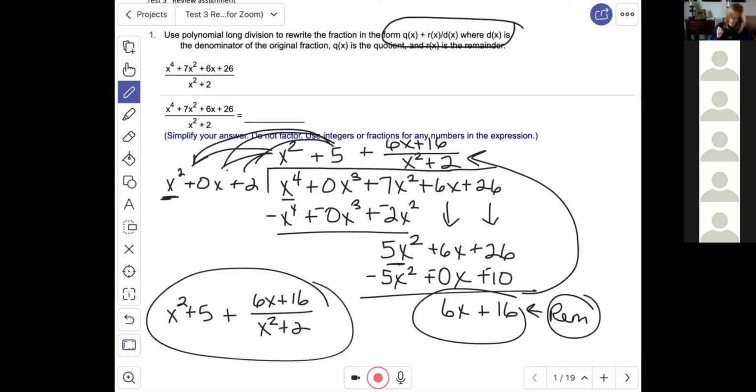This is the form they're going to ask you to write the answer in: quotient and then the remainder, right? Okay, like I said, the next one is very, very similar. It's just another one that you can practice on, but you'll only see one on the test.